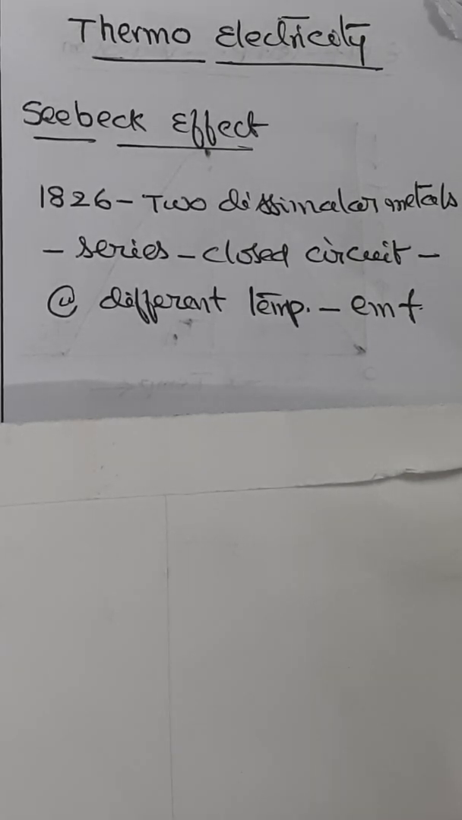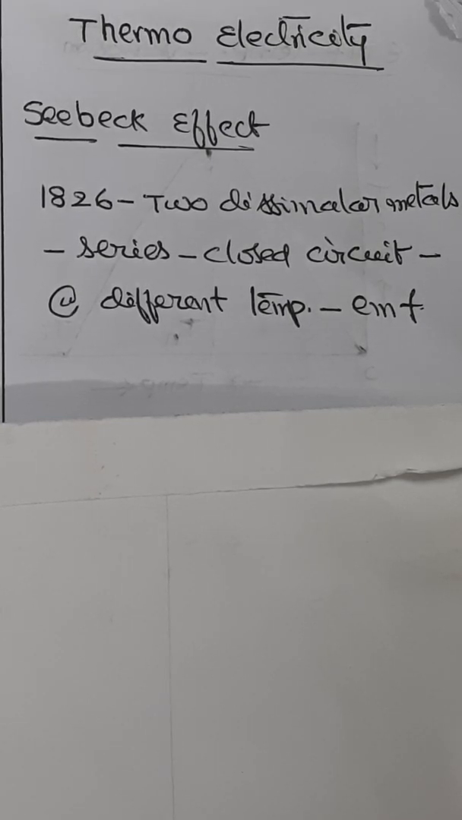The metals may be bars or wires of copper and iron, whatever it is. So it was discovered that whenever two dissimilar metals are joined in series to form a closed circuit and their two junctions are maintained at different temperatures, automatically an EMF is found to be developed.